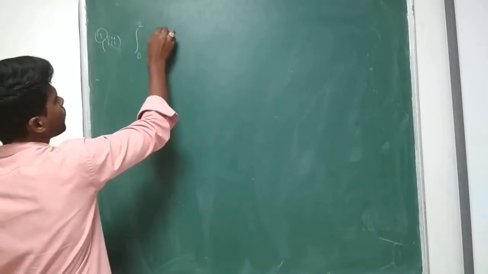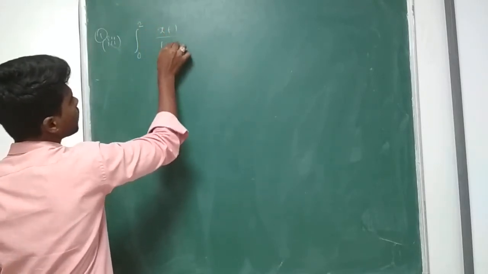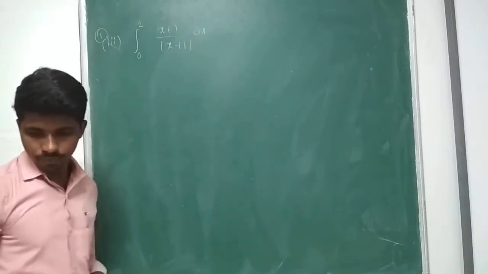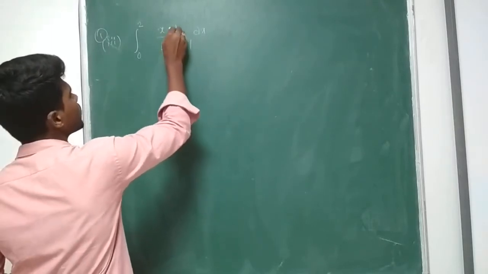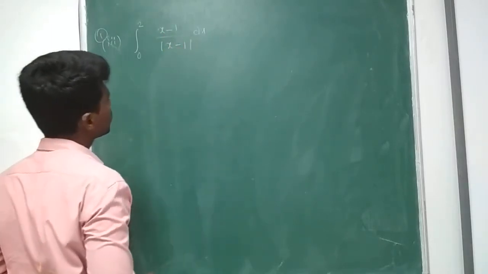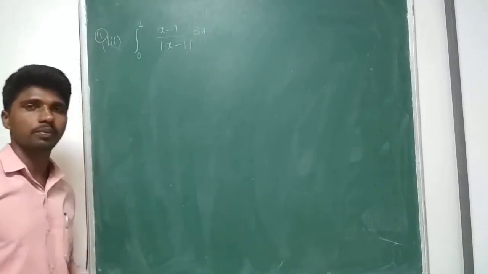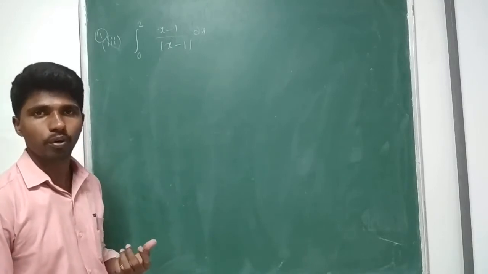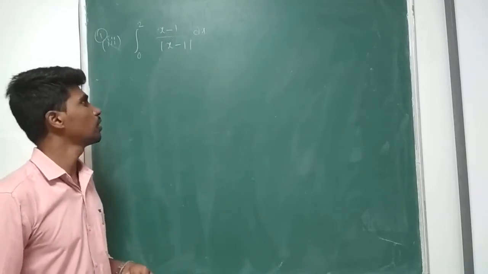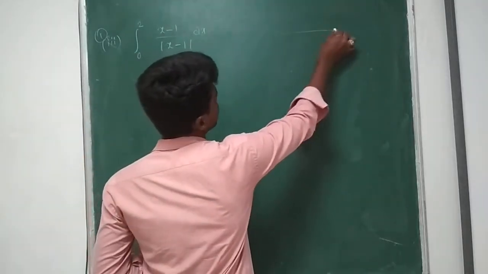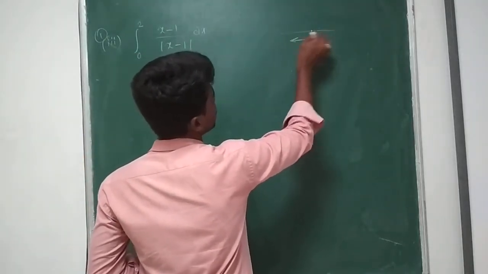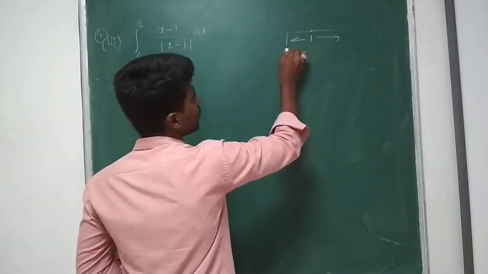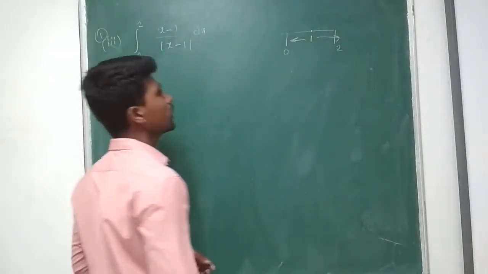Integral 0 to 2 of (x minus 1) by modulus of (x minus 1) dx. So here we have a modulus. So wherever you see modulus, our first work is to find its turning point. So what is the turning point? For modulus of x minus 1, x equal to 1 is the turning point. So one left side and one right side. And the given limit is 0 to 2. So 1 lies in between 0 to 2.